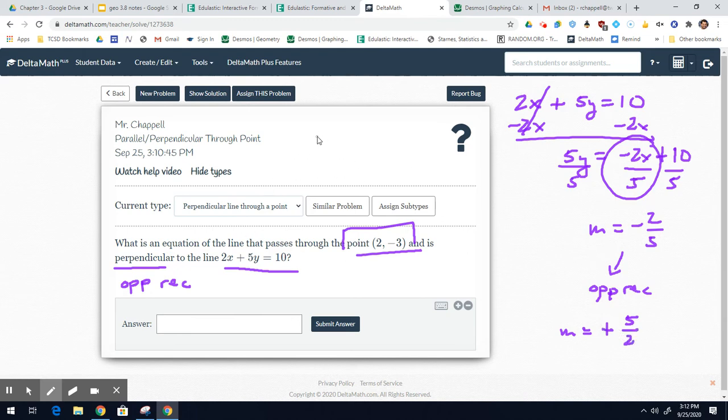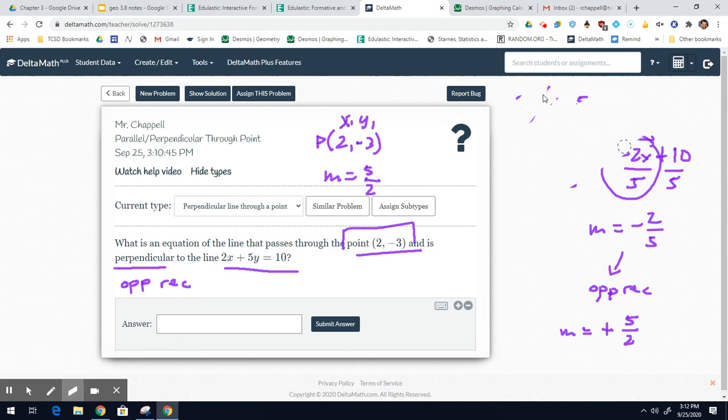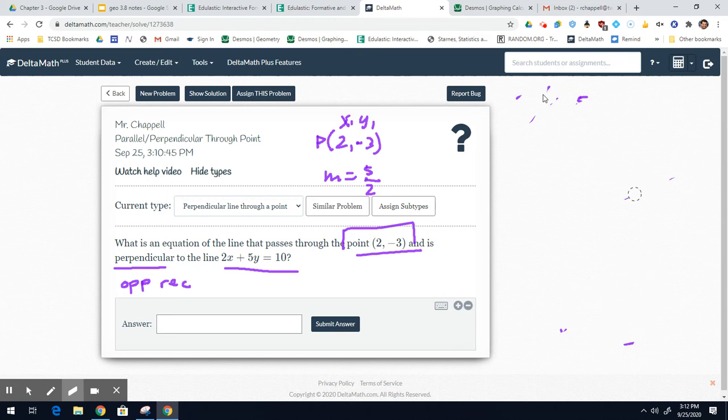And all I need is my point, 2, -3. Again, just like in the last problem, it'll be my x1, y1 for point slope form. And I need my slope, which is now going to be 5/2. I will come over here and erase this work. Now, sometimes the line that they start with is given to you in slope-intercept form. There's nothing to do, just identify the slope. But I chose these two as more difficult examples.